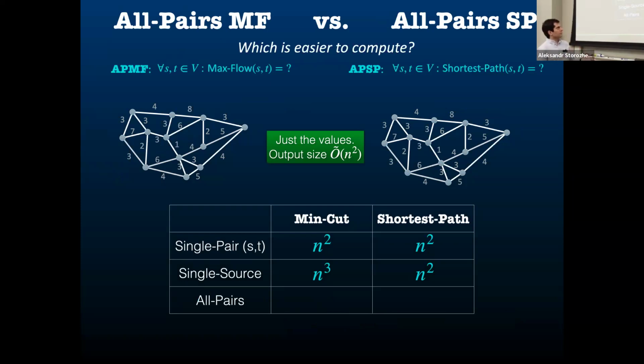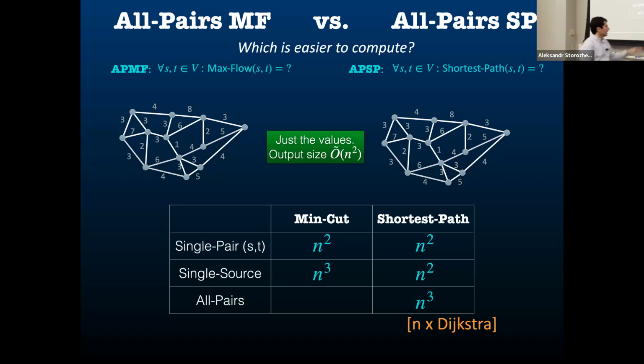So what is the complexity of this problem? And let's just simplify. We just want the values. We don't care about the flows themselves or the paths themselves. We just want to know the answers. So the output size is n squared. The output size is n squared numbers that tell you all the distances or all the flows.